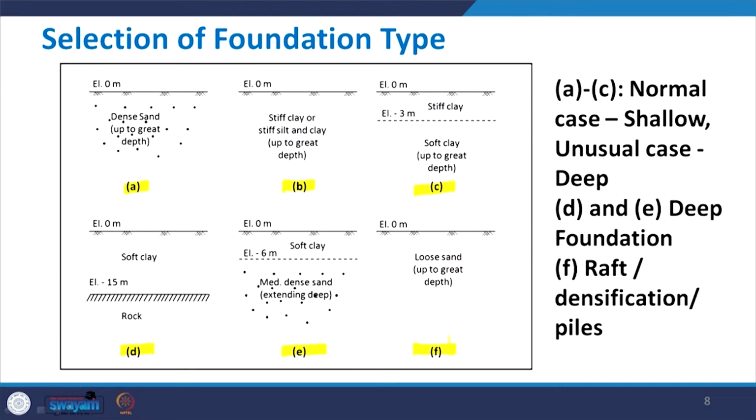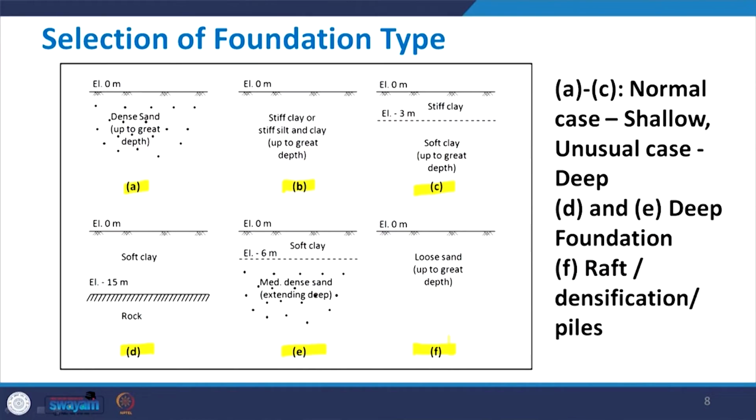Then if we see the cases D, E and F, in D case there is a soft clay up to 15 meter and then it is situated on the rock, while for the E case up to 6 meter there is a soft clay, but it is underlain by medium dense sand which is extending quite deep. In both the situations deep foundations are required because you have soft clay in both the cases up to quite some depth. So, if we compare D and E with A, B and C, then you could see the difference is the condition of the soil. Because in A case sand was dense, in B case clay was stiff, and in C case you do have stiff clay up to 3 meter. But when we see D and E cases, then you do not have any dense sand or stiff clay. As a result, we need to go for deep foundation.